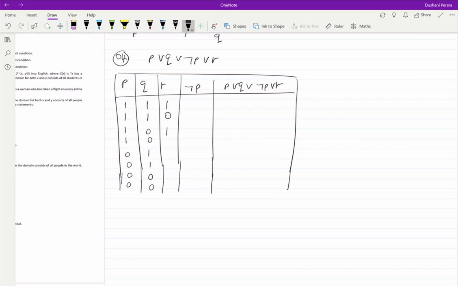True, false, true, false, true, false, true, false. All right. So the equation would be 4 false signs and 4 true signs. So let's see what we get as the output. Since all of these signs are OR signs, if at least one of the atomic propositions is true, then this entire thing would be true.